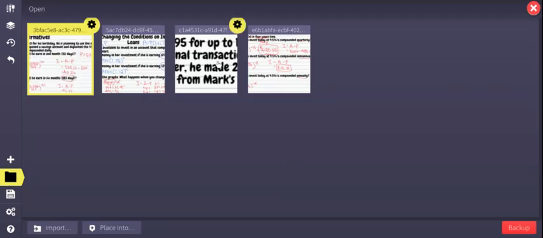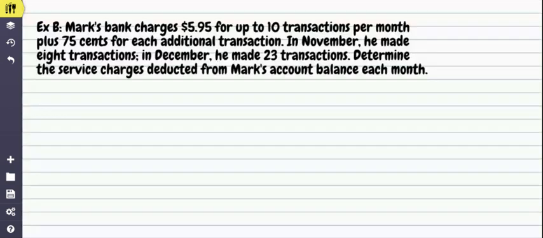Okay, we're going to look at another example. So Mark's bank charges $5.95 for up to 10 transactions per month, plus 75 cents for each additional transaction. This is super common in banks. They will charge you for a certain number of transactions. And you can get different types of bank accounts. If you want to open up a bank account, you can look at the different alternatives and decide what's best for you. In November, he made 8 transactions, and in December, he made 23 transactions. Determine the service charges deducted from Mark's account balance each month. So they're going to charge him for being able to keep his money in the bank and use the bank.